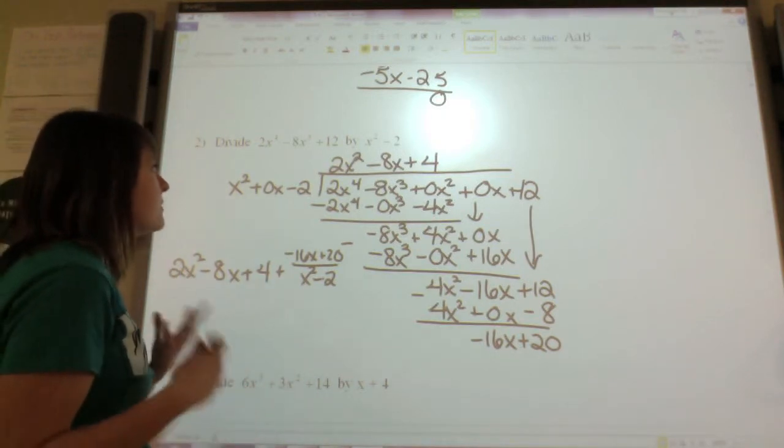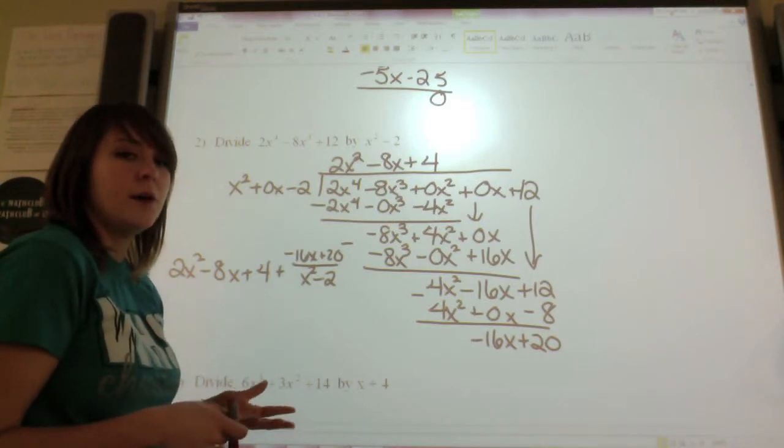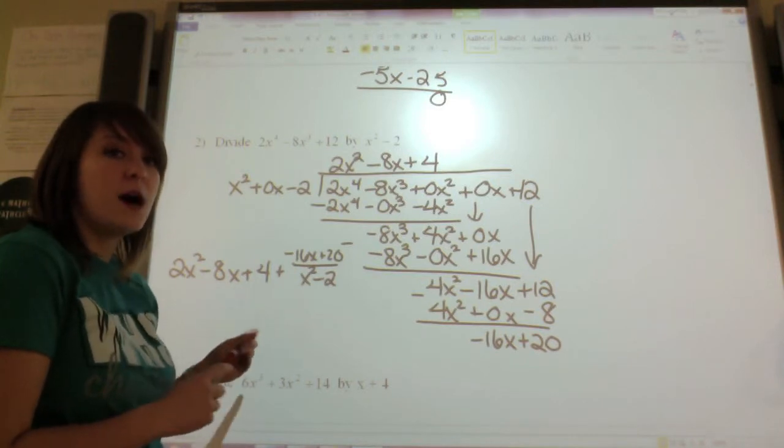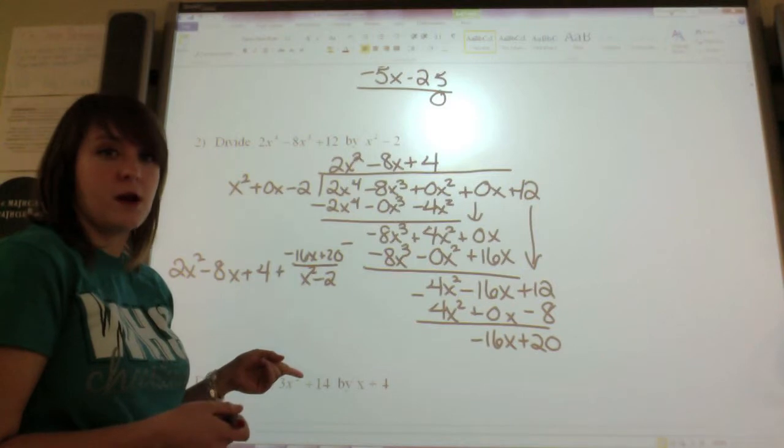So again, this is important because essentially I just factored this polynomial. Now this one comes out with a remainder, so this would not be a proper factored form. You can't have a remainder when you are actually factoring.